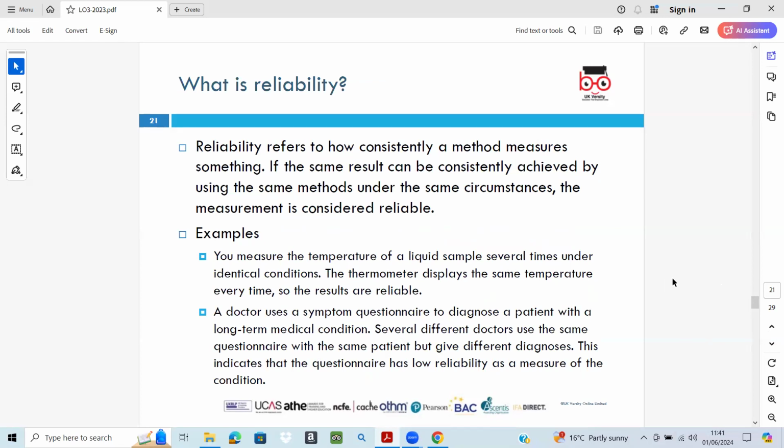Now here we have to discuss what reliability is. Reliability refers to the consistency and stability of measures in research. If a method consistently produces the same result when applied under the same conditions, it is considered reliable.